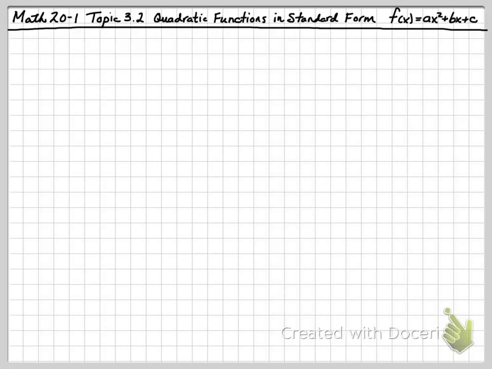Okay, Math 20-1, we're in topic 3.2. We're looking at quadratic functions in standard form. That is a form where f of x is equal to ax squared plus bx plus c. But first of all, let's just do a little bit of review.